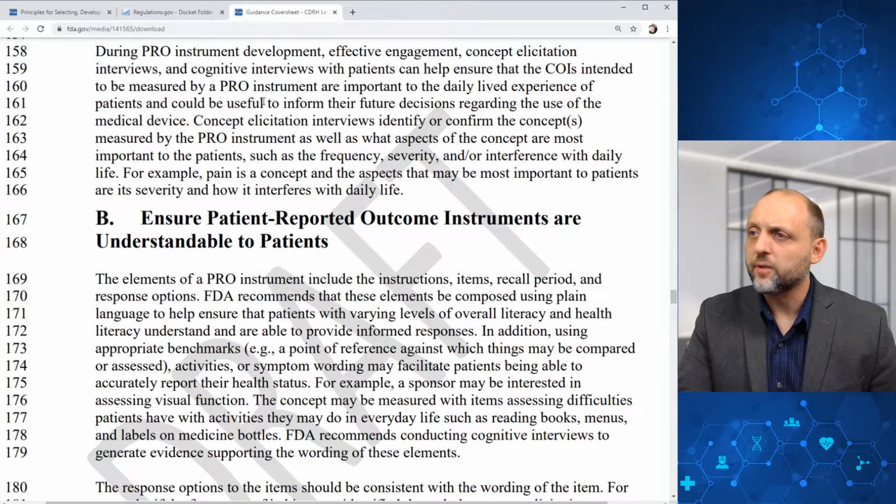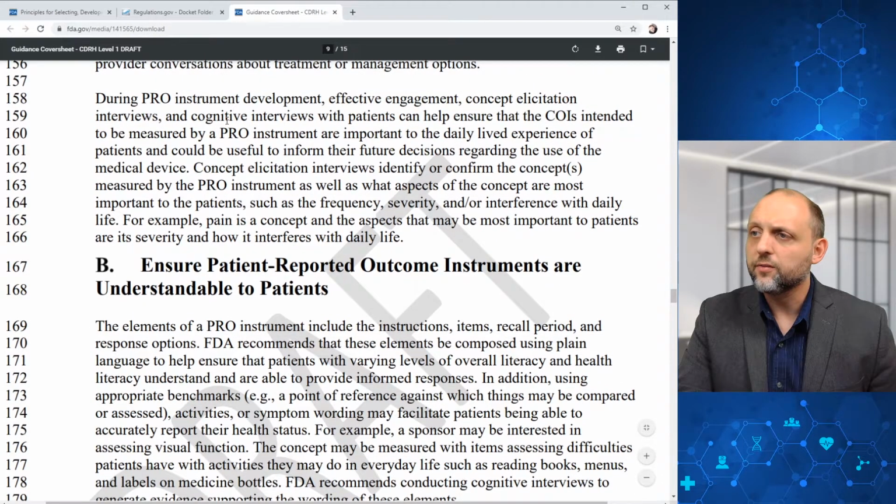During PRO instrument development, effective engagement, concept elicitation, interviews, and cognitive interviews with patients can help ensure that COIs intended to be measured by a PRO instrument are important to the daily lived experience of patients and could be useful to inform their future decisions regarding the use of the medical device.